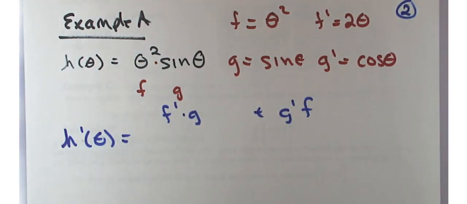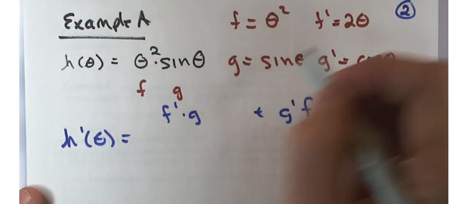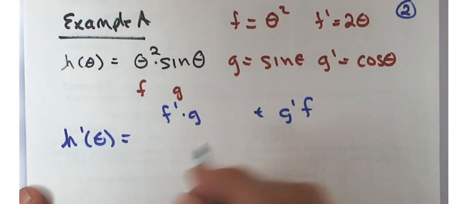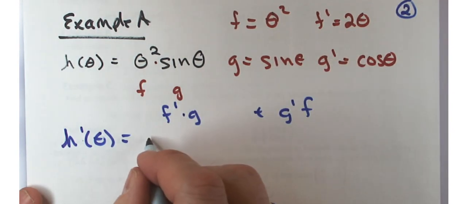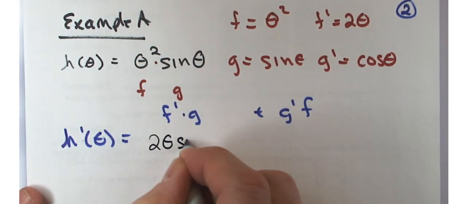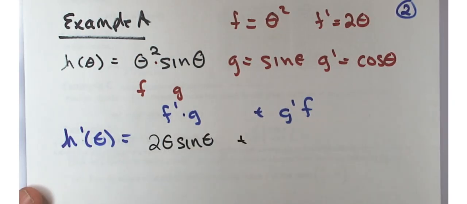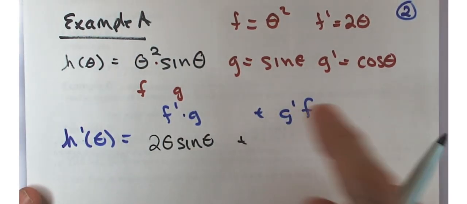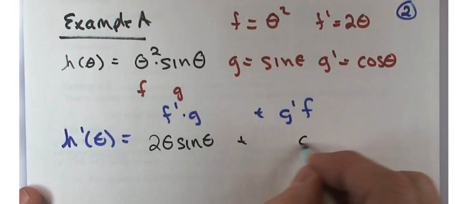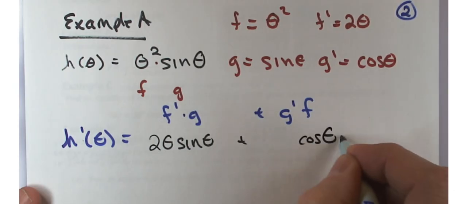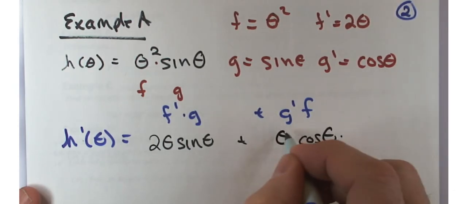So let's fill that in. It's just really kind of a cross product of these things. This times this plus this times this. So it's going to be 2 theta sine of theta plus cosine of theta times theta squared.